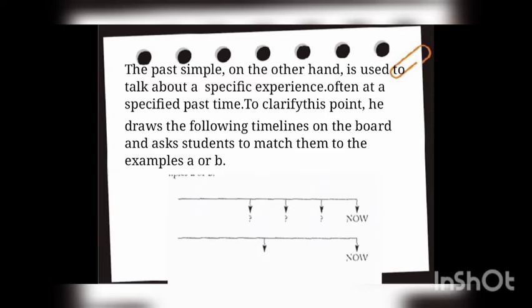So take a look at the timelines. The first timeline represents the present perfect because there is no specified experience, while on the second timeline, there is only one arrow, which means that there is only one specific experience, or it is specified.